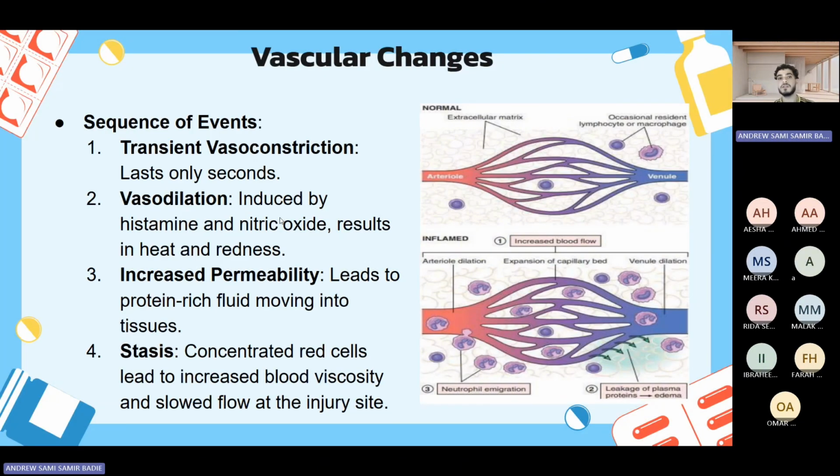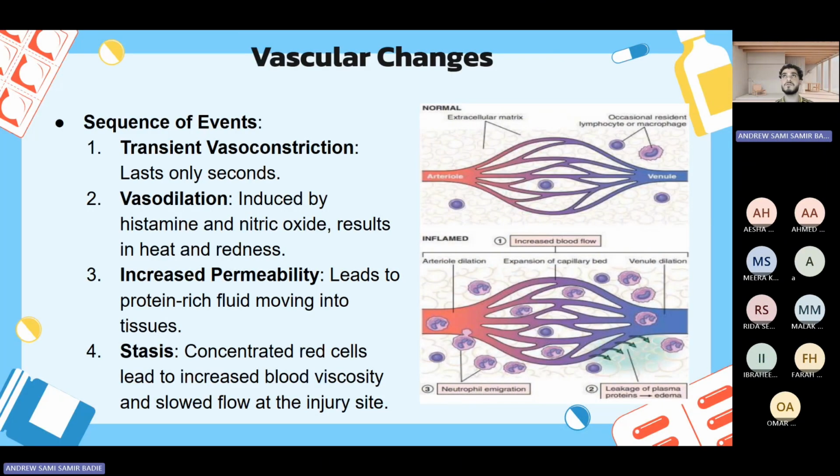So vascular changes, really quickly. First of all, whenever we have this inflammation, what exactly happens on a blood vessel level? We have transient vasoconstriction at the beginning. It lasts a few seconds. First, we want the platelets or the coagulating factors to stop the bleeding, whatever it is. And this lasts only a few seconds.